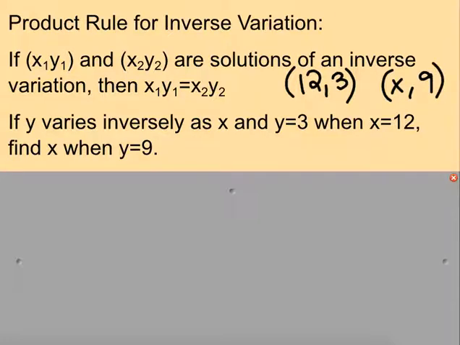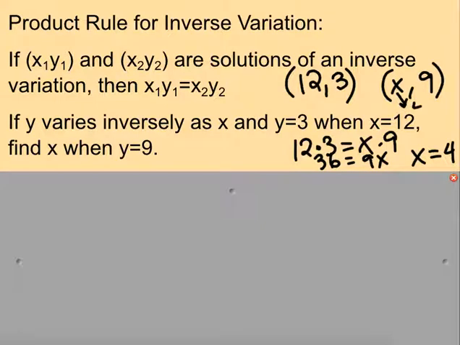Well, what this is saying is we can set up an equation by saying x1 times y1 needs to equal x2 times y2. Well, all we need to do is solve for x. And 12 times 3 is 36, so if we have 9x equaling 36, x must equal 4, because we need to have that constant product. 12 times 3 equals 36, 4 times 9 equals 36. This is how we figure it out.